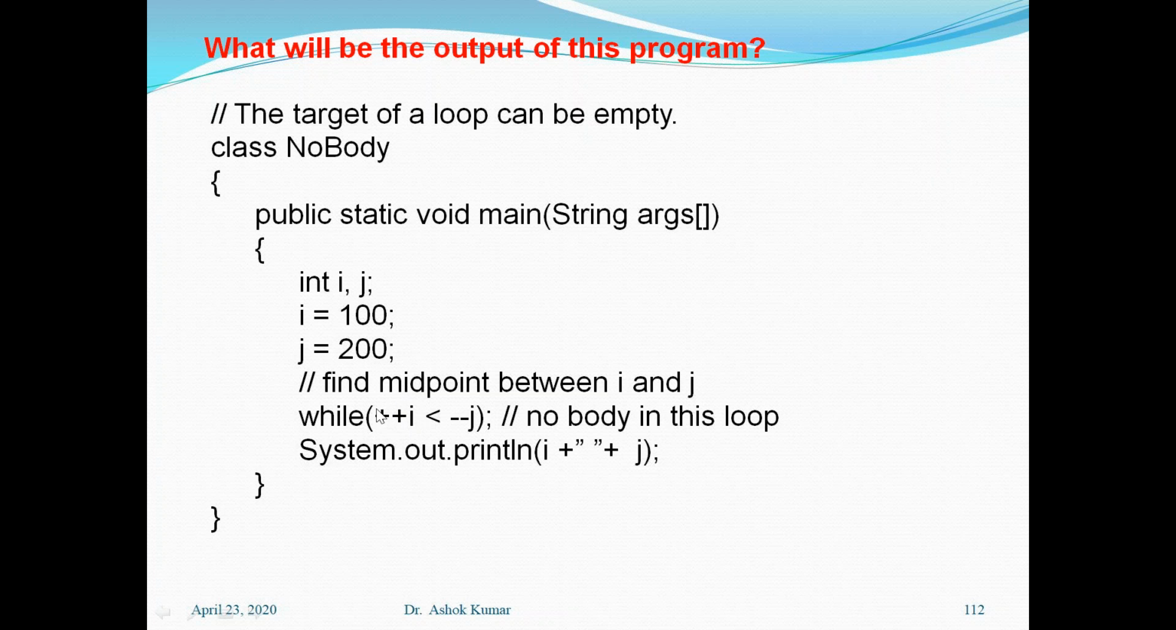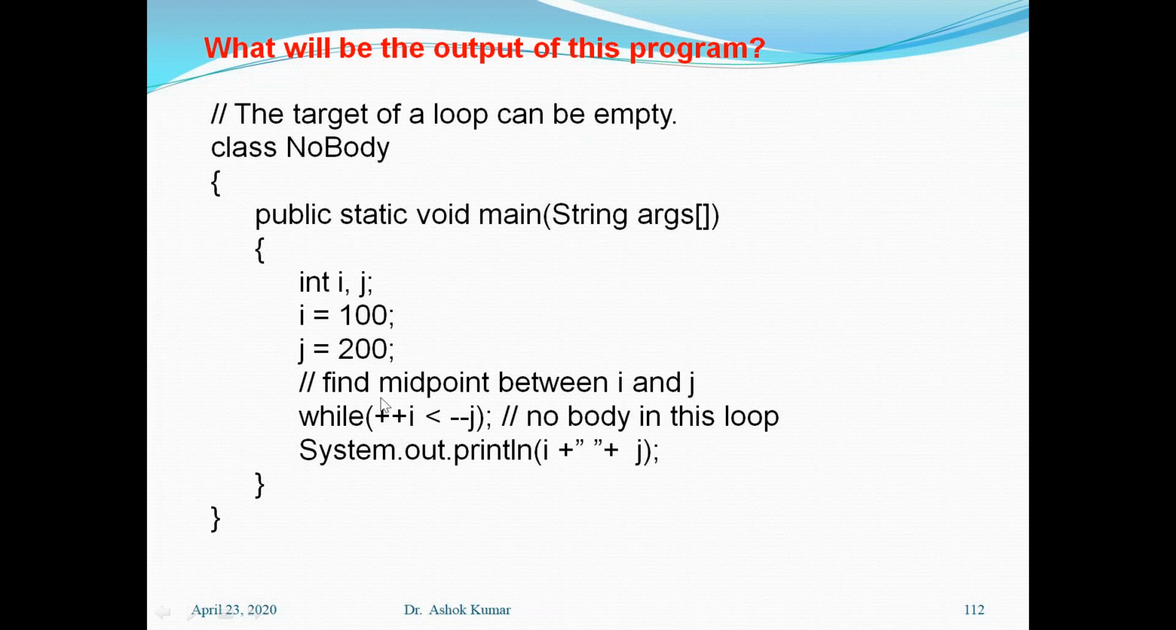Because this is a pre-increment operator, before evaluating this condition, it will perform the increment and decrement operations first. So it will increment i to 101, sorry, and decrement the value of j. So the value of j will change from 200 to 199. So 101 less than 199 is true. So this will repeat nothing.